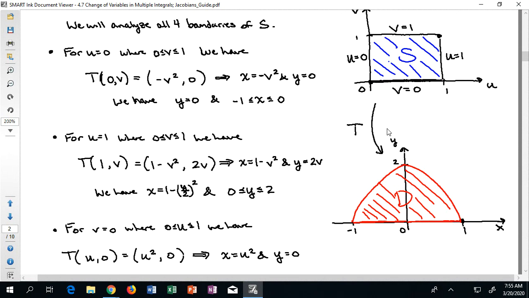In the next video, we'll take a look at another example of this, of how we can practice doing these sorts of conversions.